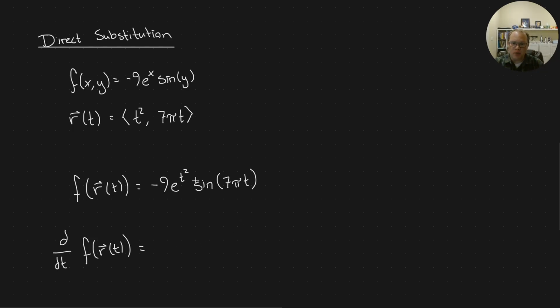I will need a product rule here because I have this function multiplied by that function. So I get negative 9. The derivative of e to the t squared is e to the t squared times 2t by the chain rule. And then 7 pi t I'm going to leave as is for now. So I took the derivative of this guy, left this guy unchanged. Now swap.